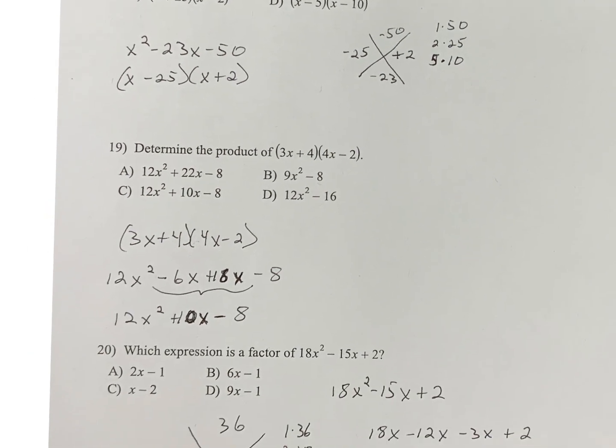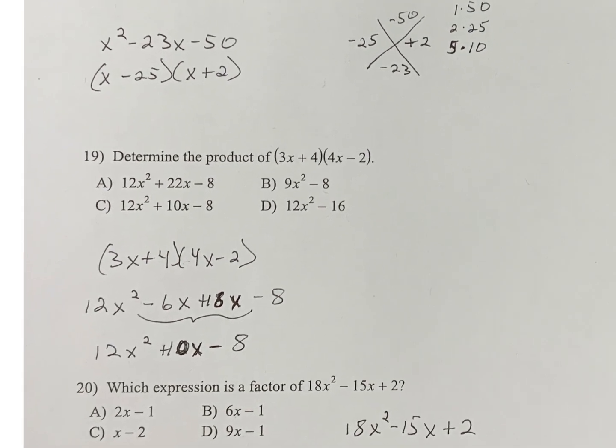And then number 19, determine the product. You just multiply the first, 3x times 4x, and you get 12x squared. 3x times negative 2 is minus 6x. 4 times 4x is 16x, and 4 times negative 2 is minus 8. Combine your like terms in the middle, negative 6x plus 16x is 10x. 12x squared plus 10x minus 8.